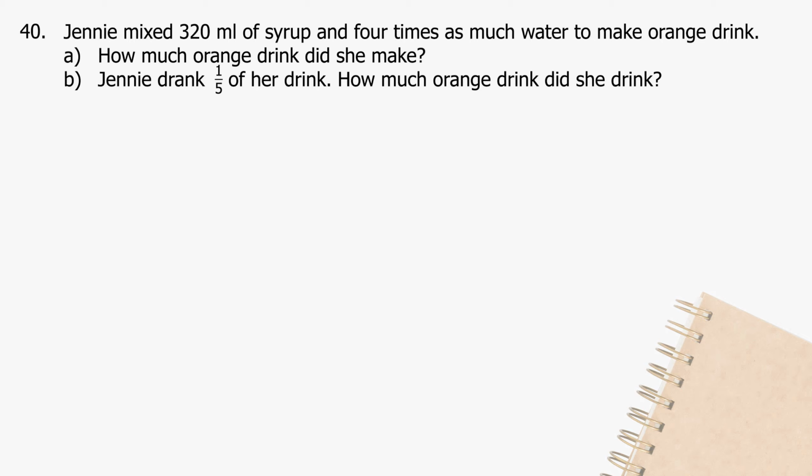Question 40. Jenny mixed 320 milliliters of syrup and 4 times as much water to make orange drink. A. How much orange drink did she make? B. Jenny drank 1/5 of her drink. How much orange drink did she drink?